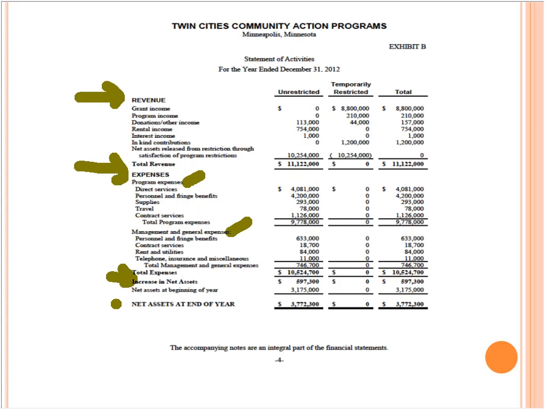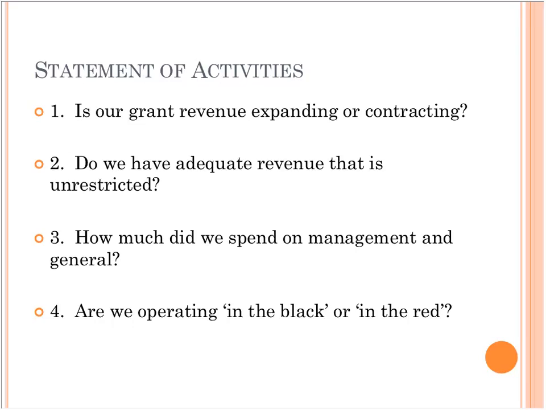Some of the basic questions that we might be able to answer from this statement. First, is our grant revenue expanding or contracting? Is our organization getting bigger or is it getting smaller? Now, of course, with the expiration of the ARPA funding, most of our organizations are probably getting smaller than they were a year ago. Second question, do we have adequate revenue that is unrestricted?